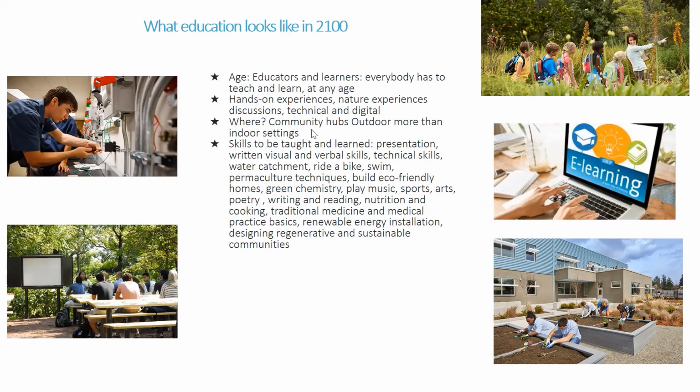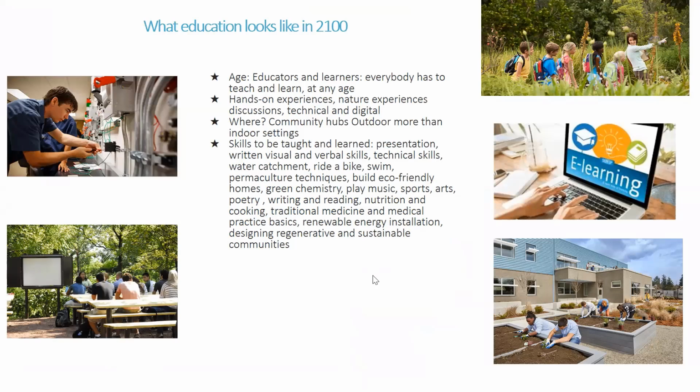Where is this happening? It's happening in community hubs, in the outdoors, more than indoor settings. This is also good for protection against viruses and bacteria. Skills to be taught and learned: presentation, written, visual, and verbal skills, technical skills, water catchment, how to ride a bike, swimming, permaculture techniques, building eco-friendly homes, green chemistry, playing music, sports, arts, poetry writing, reading and writing, nutrition and cooking, traditional medicine and medical practice basics, renewable energy installation, designing regenerative and sustainable communities, ways of how we can get all resilient together.